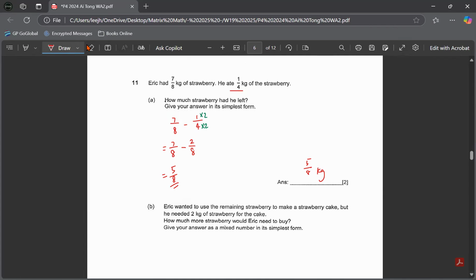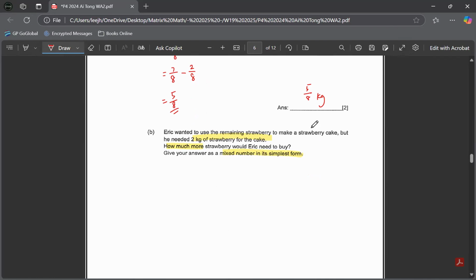Now what about B? Eric wanted to use the remaining strawberry to make a strawberry cake, but he needed 2 kg of strawberry for the cake. How much more strawberry would Eric need to buy? Give your answer as a mixed number in its simplest form. So you know what he had left from question A.